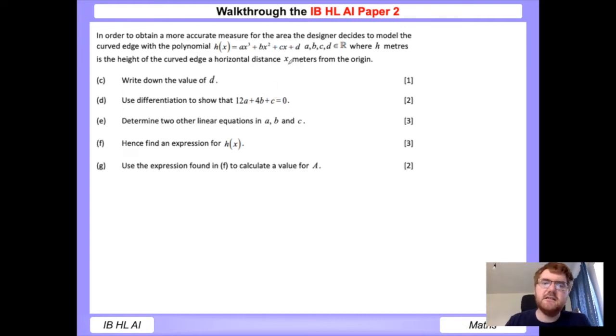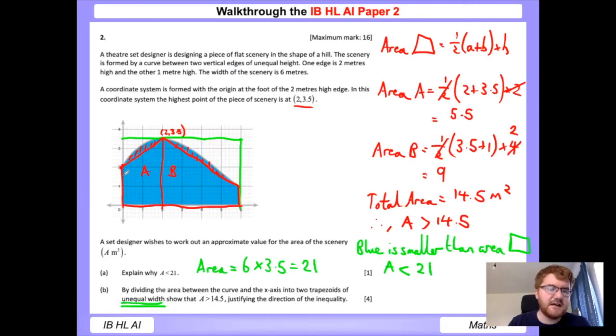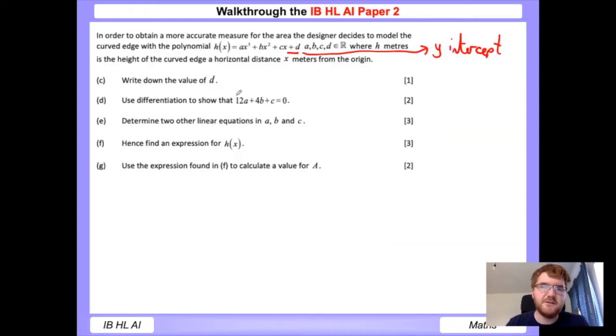Well, notice D, like with a quadratic or a straight line, this is always going to represent the y-intercept, regardless of function. I was telling my year 10s this the other day. So let's find the y-intercept. Well, it crosses at 2. So there we are. That's our answer. D is equal to 2.